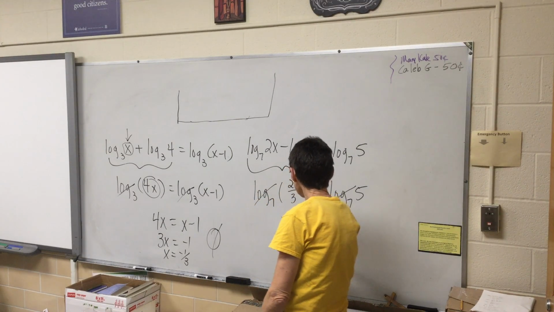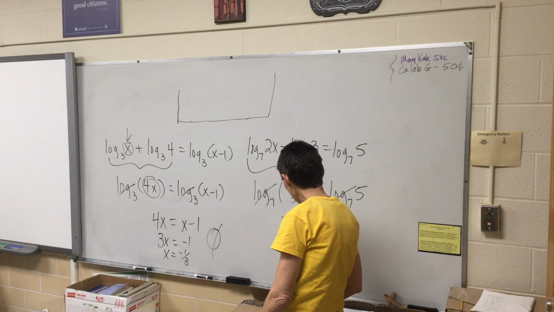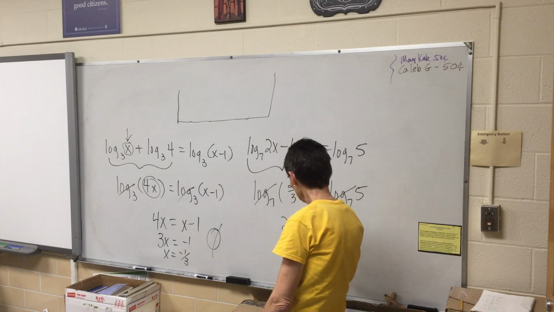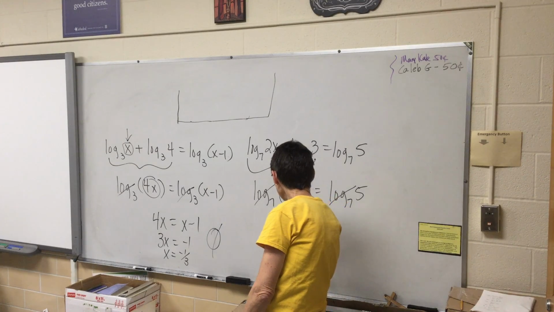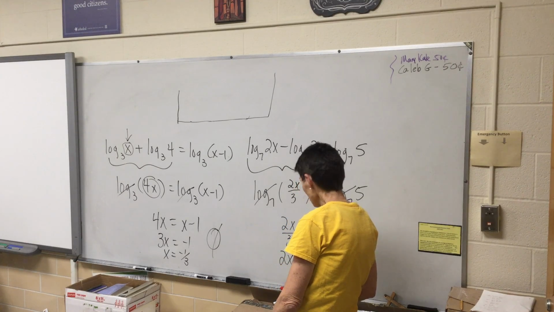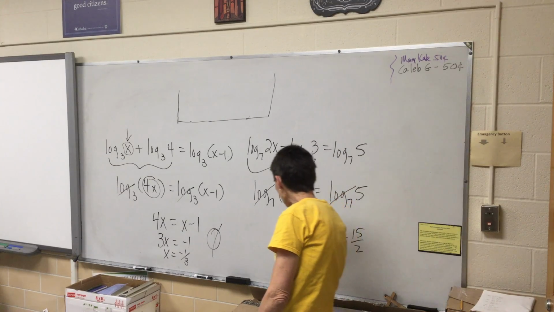So 2x over 3 equals 5. I might have done it wrong, but I got 215. Would you multiply the 5? You multiply the 3? That's what I meant. Yeah, so 2x equals 15. And then divide by 2. So actually, it's 15 halves.